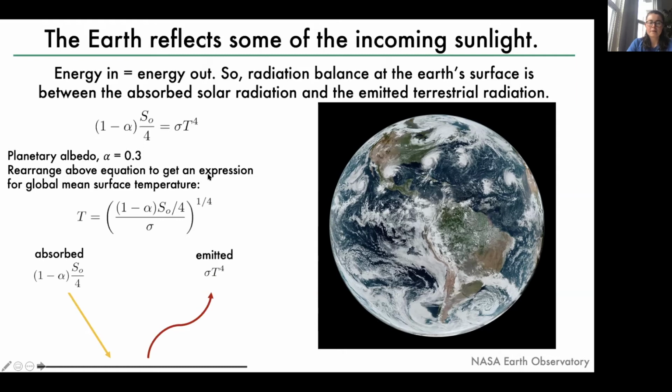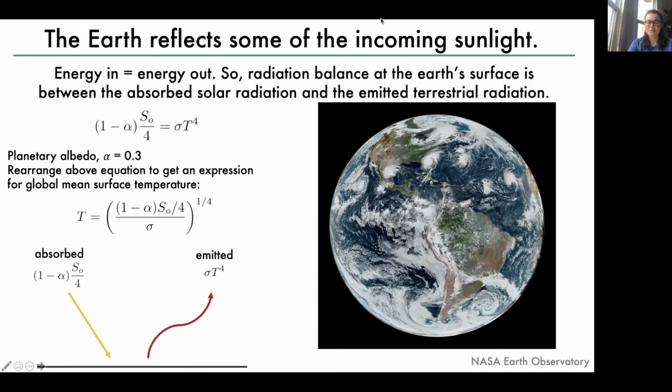So the energy balance, or the radiation balance at the Earth's surface between the absorbed radiation from the sun and the emitted Earth or terrestrial radiation, now looks like this. It has this extra term here, this 1 minus alpha. And the planetary albedo is about 0.3, so we'll just use this 0.3 value for our alpha. And then now we can solve this equation for temperature and see what we can get there.